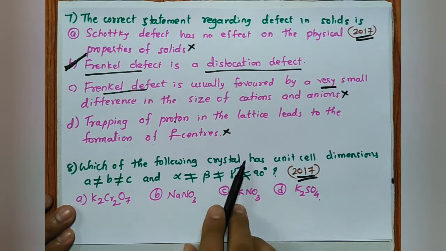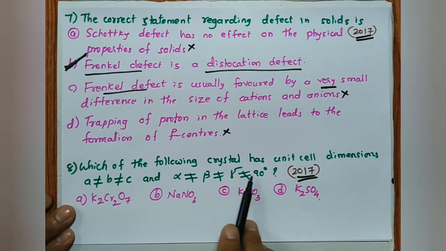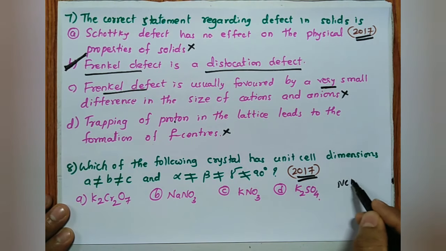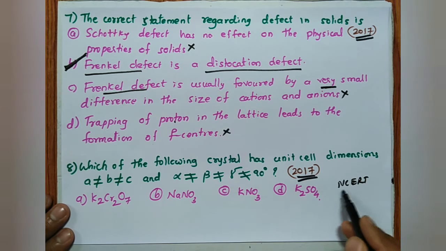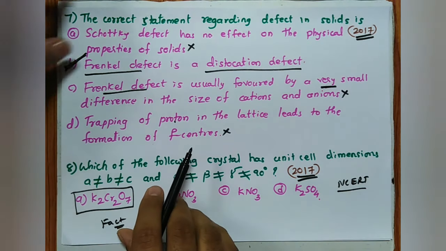Remember, which of the following crystals has unit cell dimensions a is not equal to b is not equal to c and alpha, beta, gamma is not equal to 90 degrees. Here one more point you have to remember. Go through the NCERT. This type of question was asked for the first time. At least one example for each, hexagonal, triclinic, monoclinic, you have to remember. This is also a fact type of question, we can't do anything. So for this, remember, the answer is A. So the 8th question, also 2017, answer is A.